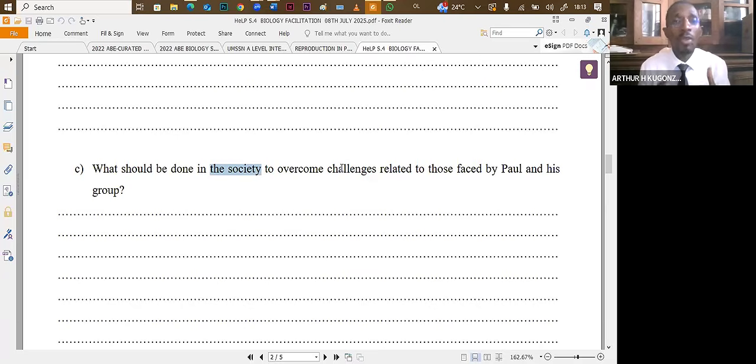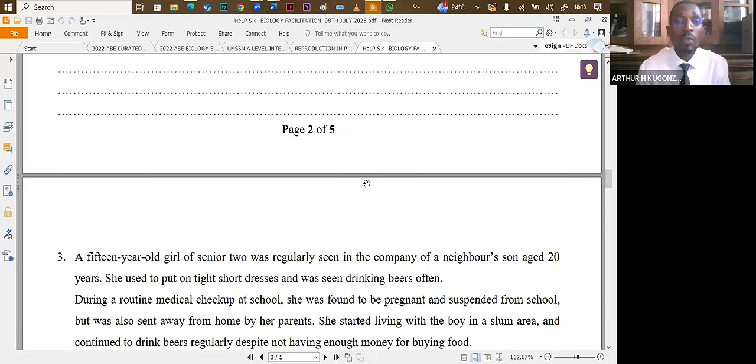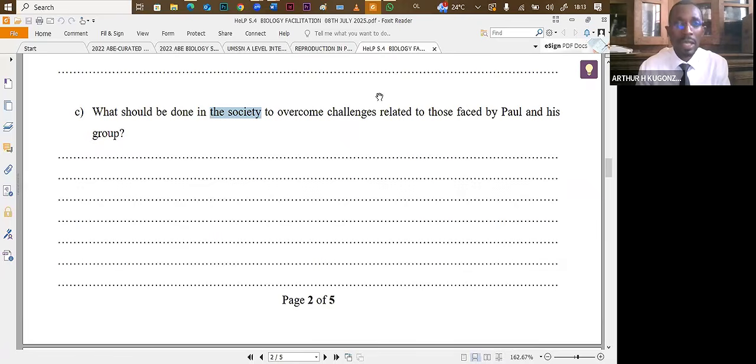When you interpret it, when you look at the English that is in it, don't say Paul should take his children to school. The task is saying what should be done in society to overcome those challenges. So knowing the demands of the tasks is very, very crucial for you to be able to interpret and respond to these scenarios.